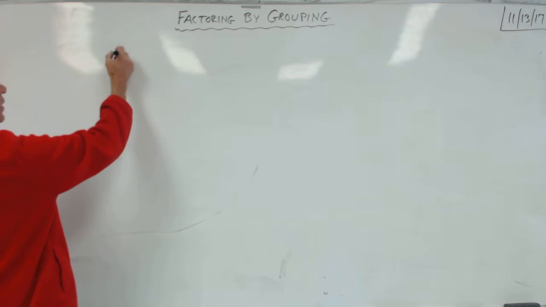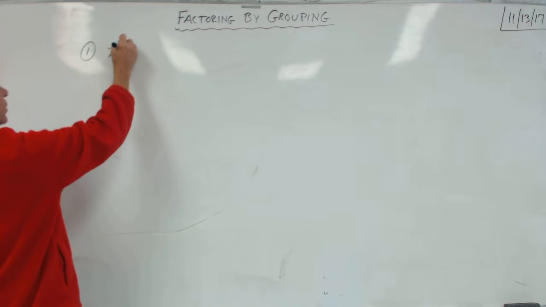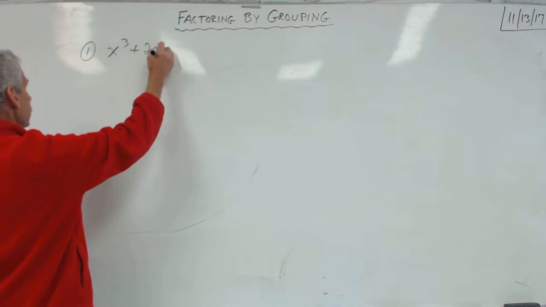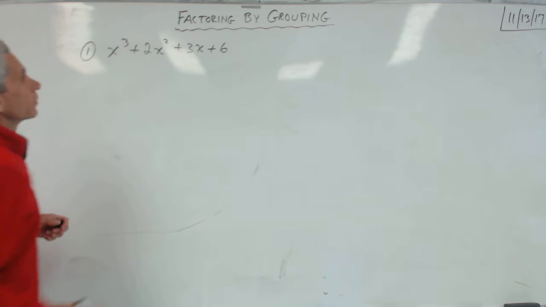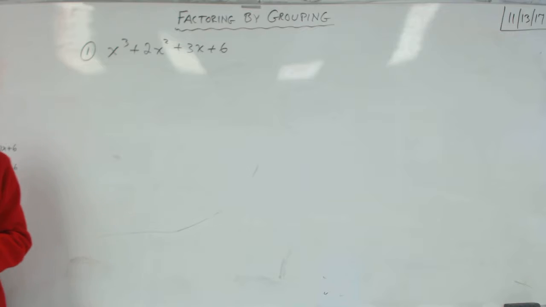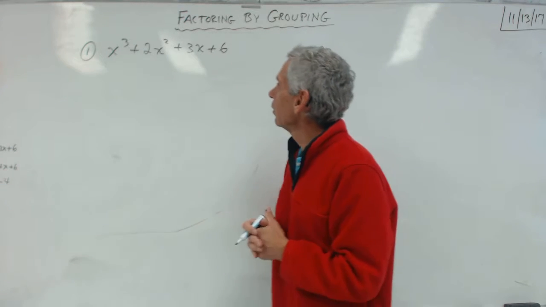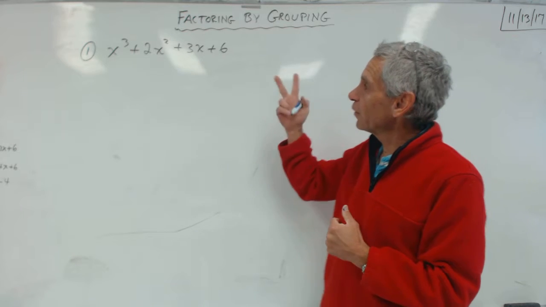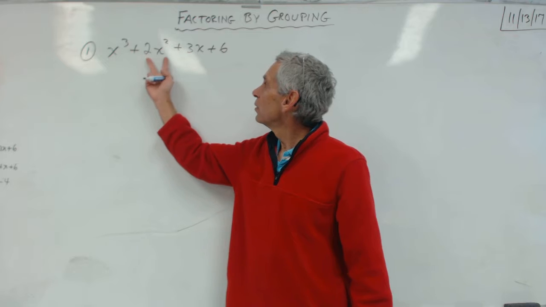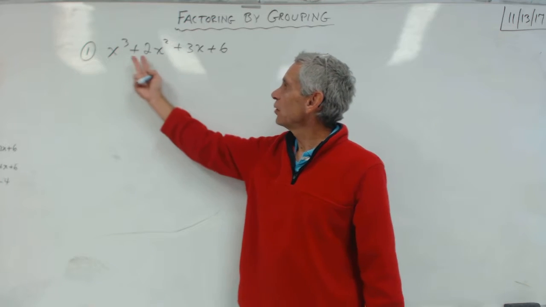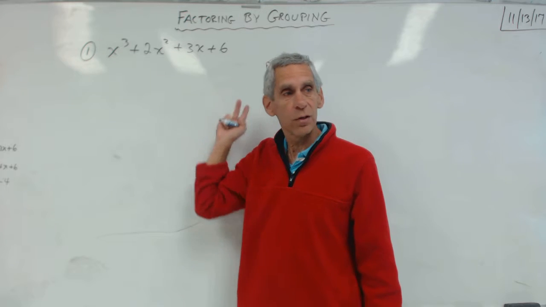So let's say I gave you this. This is our first example. Let's say I give you x cubed plus 2x squared plus 3x plus 6, and I said factor that. Well, that looks like a nightmare. It looks confusing. But the first thing I would notice is how many terms do I have? 1, 2, 3, 4. Remember, terms are separated by pluses or minuses. So I have 4 terms.